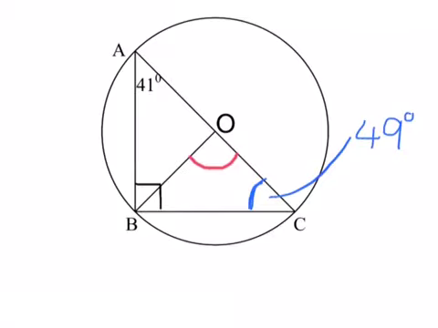Now that gives us another piece of information, but it doesn't yet give us the angle that we're looking for, the one marked in red. So what we have to look at now is this triangle here. Now the three angles in this triangle will also have to add to 180 degrees.